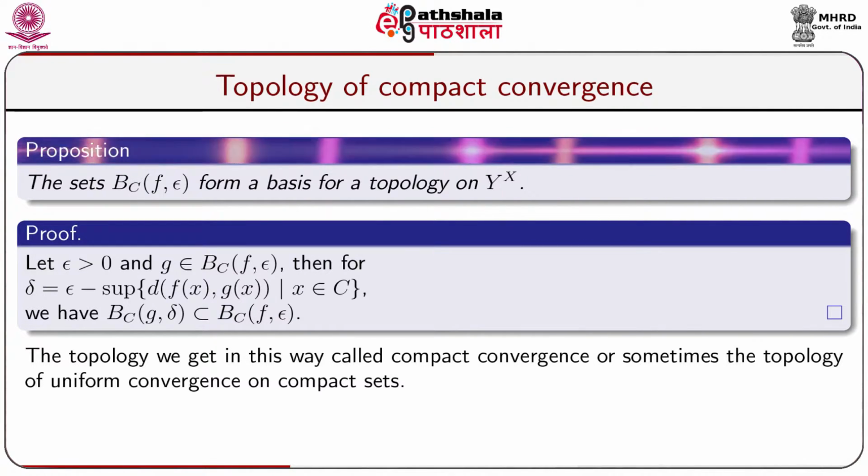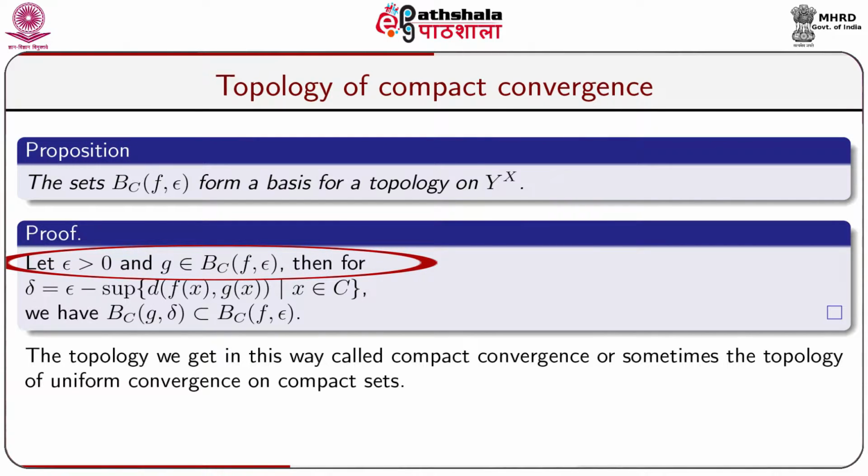To prove this, let epsilon be greater than 0. It is sufficient to show that if g belongs to B(C, f, epsilon), then B(C, g, delta) is contained in B(C, f, epsilon) for some positive number delta. Now, if we choose delta equal to epsilon minus the supremum of the set D of f(x) g(x) where x belongs to C, then we get this inequality.